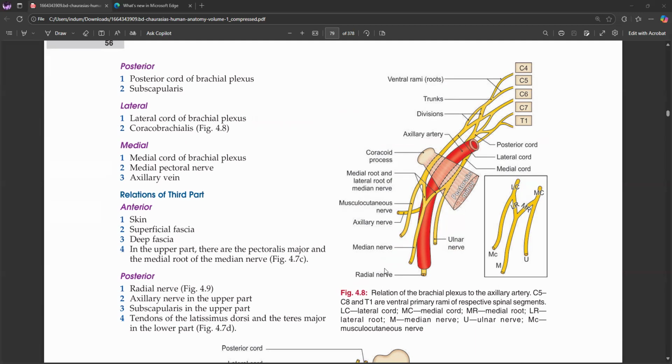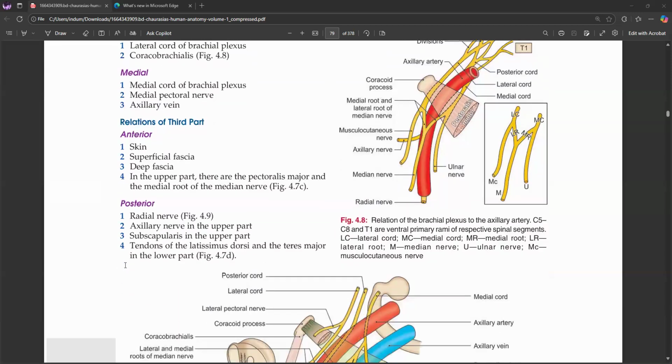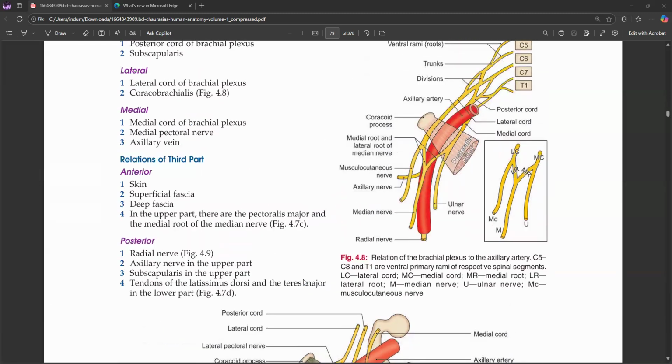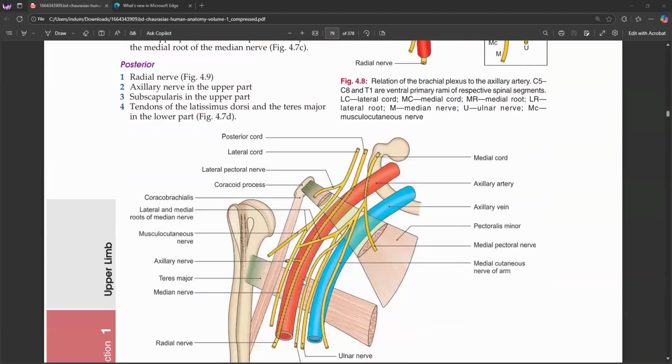Relations of the third part, anterior: skin, superficial fascia, deep fascia. In the upper part, there are the pectoralis major and the medial root of the median nerve, figure 4.7c. Posterior: the radial nerve, figure 4.9, axillary nerve in the upper part, subscapularis in the upper part, tendons of the latissimus dorsi and the teres major in the lower part, figure 4.7d.